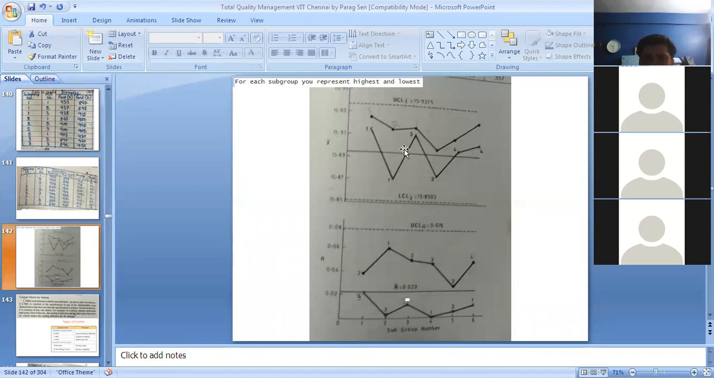But if your data points are beyond this control limit, then there is no guarantee that the other data will be lying in between these control limits. Suppose your data point is not here, your data point is somewhere here, then some point may be here, which will also be lying beyond the control limit. So if your highest data point or the lowest data point is beyond the control limit, then you need to show all the data points.